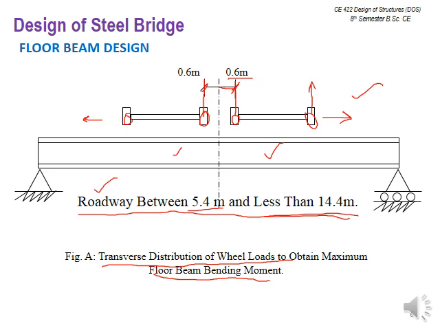This is the total floor beam length, the span of the floor beam, which is equal to the span of the roadway width, including the clearances. On this particular side, this clearance will be equal to 0.6 meter from the center for both of the vehicular or wheel loads you are considering. So this is for the bending moment.